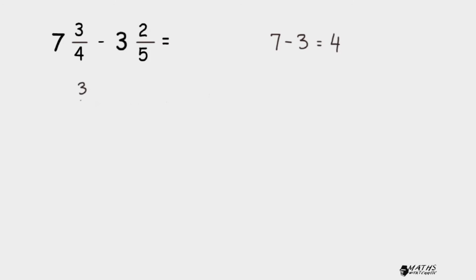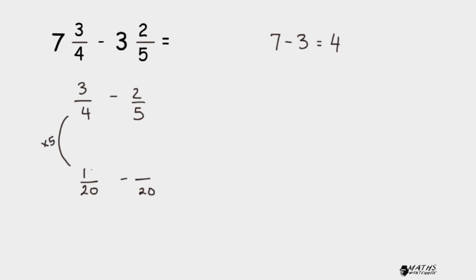Then we go to our fractions. We have 3/4 take away 2/5. Our denominators need to be the same. So I'm going to change them both to 20. How do we get from 4 to 20? We times by 5. Do the same to the numerator.